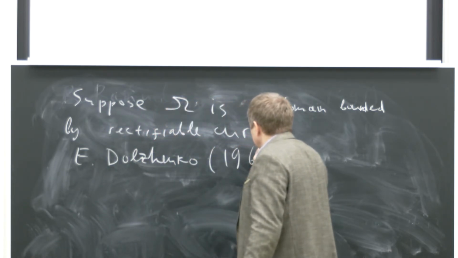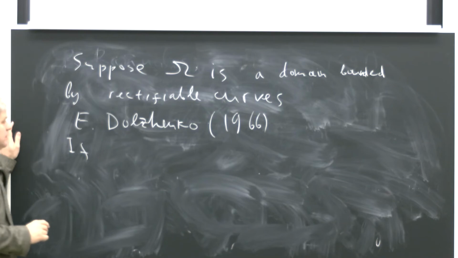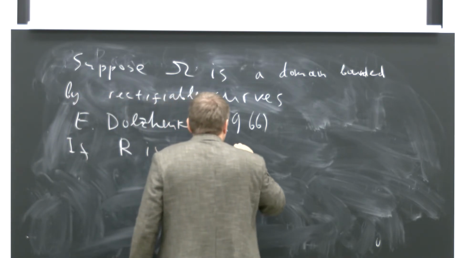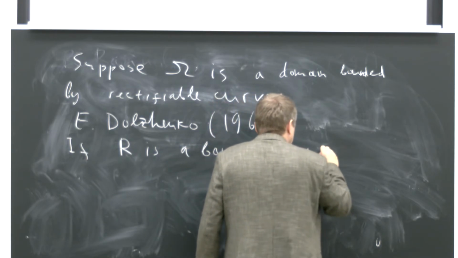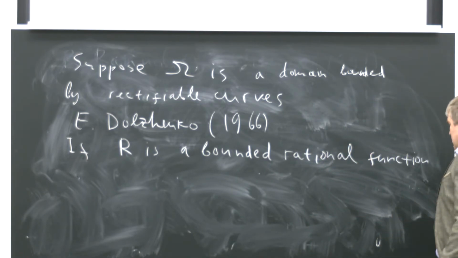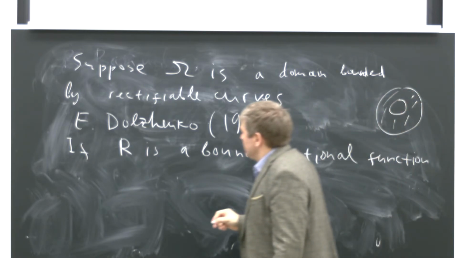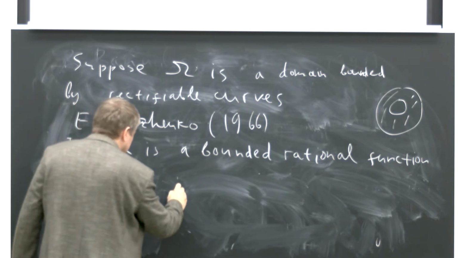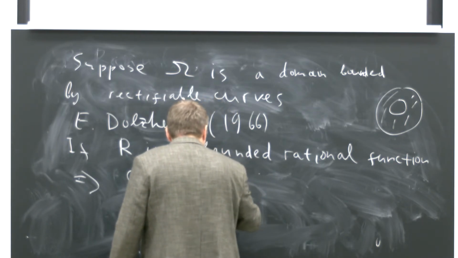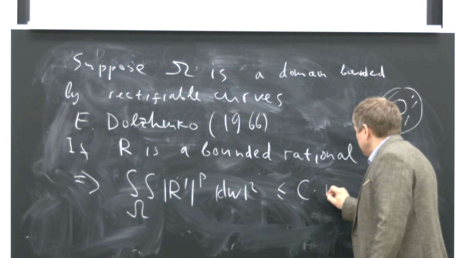in 1966 showed that if R is a rational function, a bounded rational function, bounded in domain D, then this integral of |R'|^p dA is less or equal than some constant C n to the p minus 1.